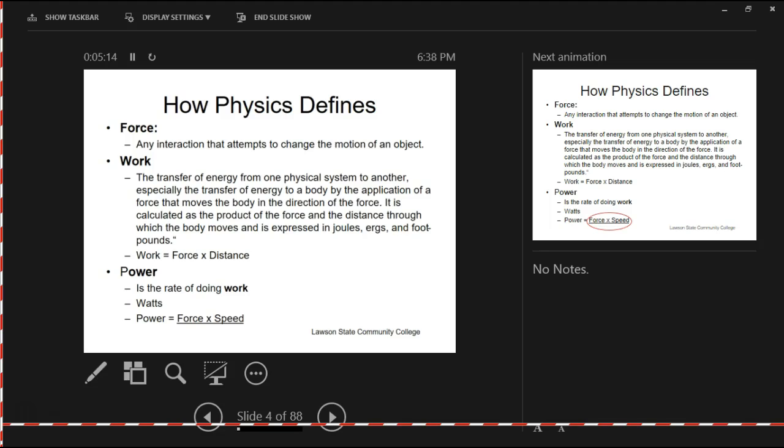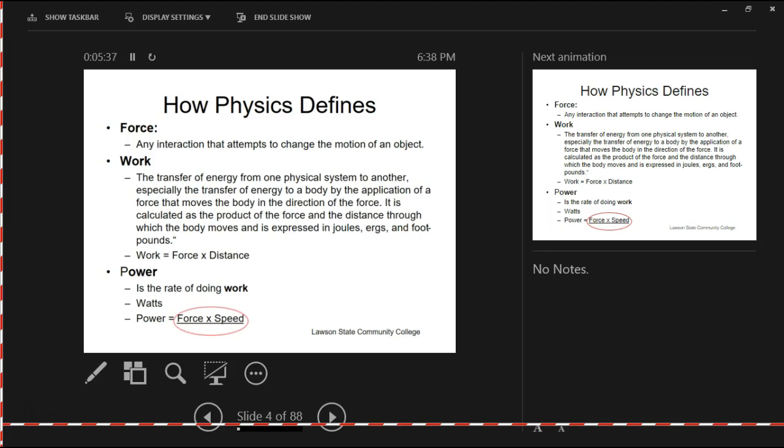Power, this is what we're going to deal with. This is the rate of doing work. It's in units called watts. And the way we calculate power is we take the amount of force and then we multiply it by the speed that something's moving. And then that's work, or power, excuse me. Are we okay?